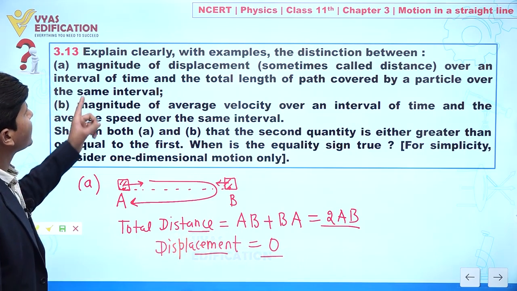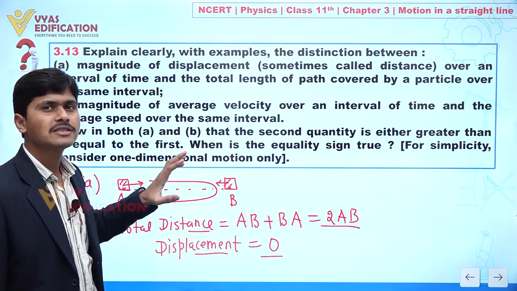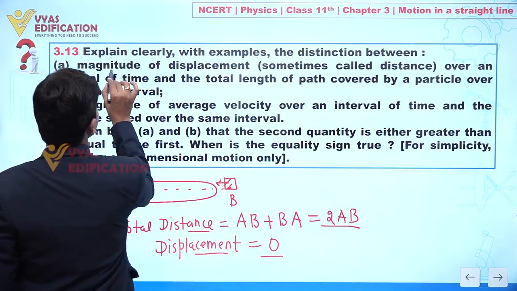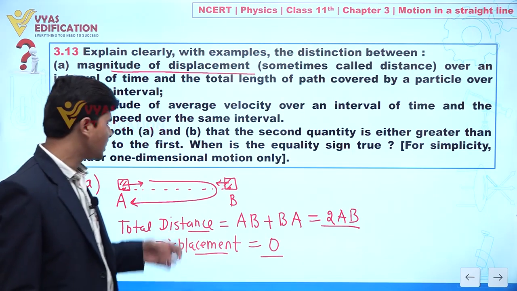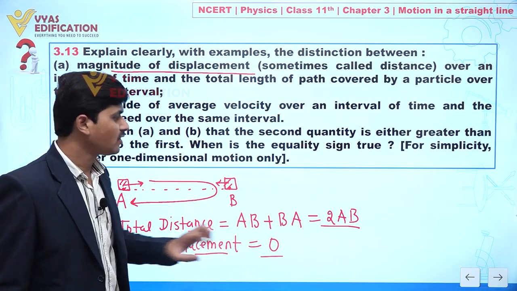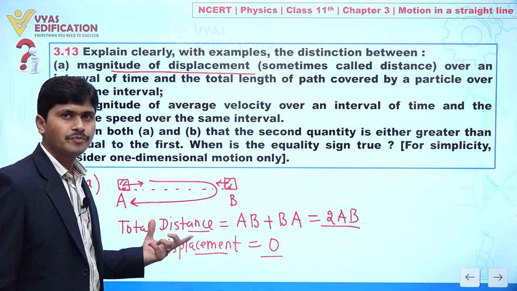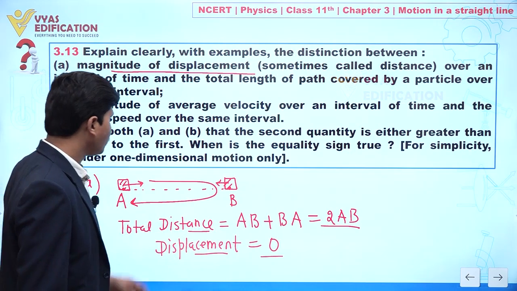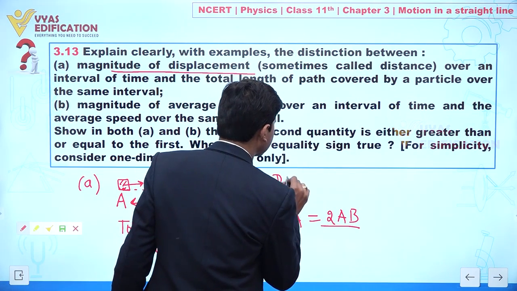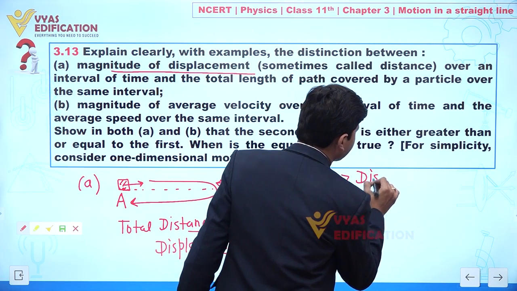Clear? So magnitude of displacement over an interval of time and total length. In this question it is given magnitude of displacement. Magnitude of displacement means displacement we have 0, so its magnitude is 0. Clear? And distance covered is twice of AB. Yes or no? So directly you can say definitely distance covered here is greater than displacement.